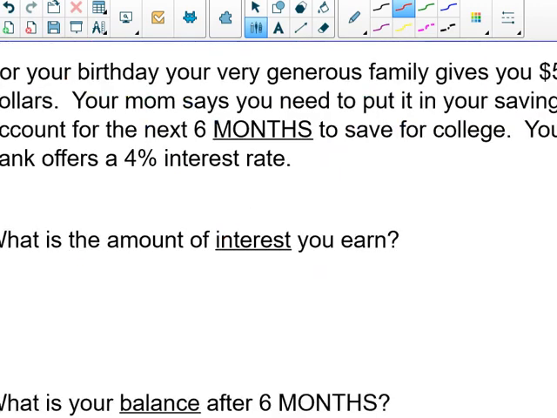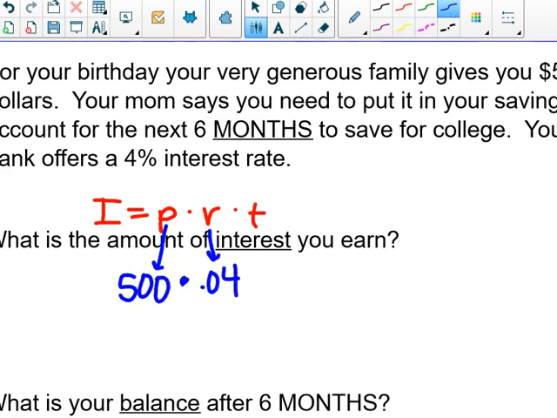Okay, box 2. Same situation. Your family gives you that $500. You must have been on good behavior. Your mom says you have to put some in savings. Your bank has a 4% interest written as a decimal. But look at this. You are not very patient. You are only waiting 6 months.